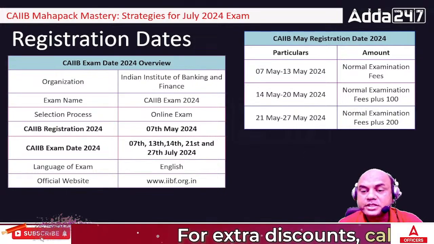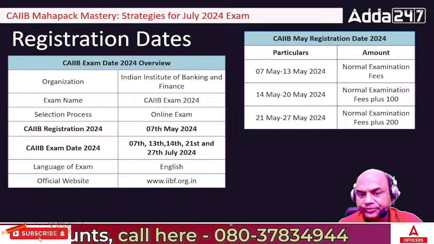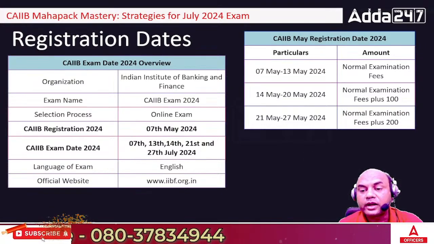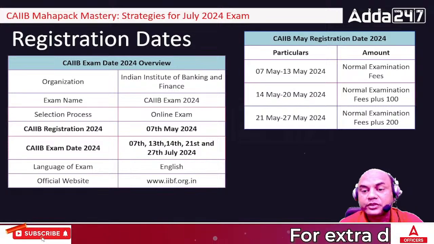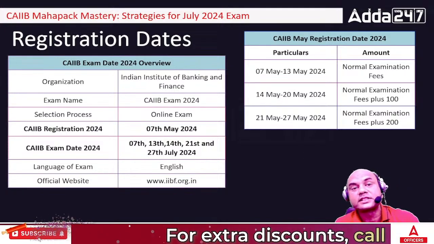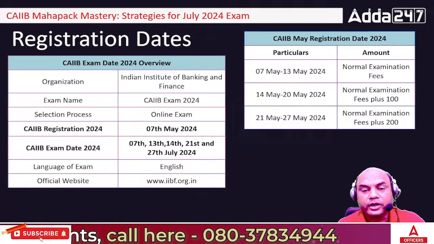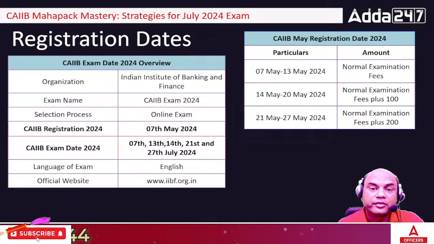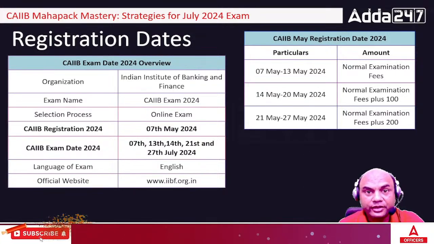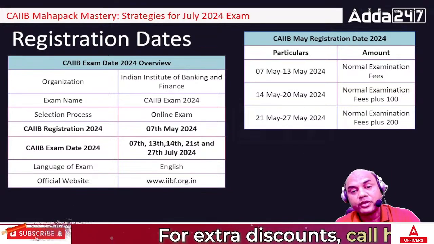Now look at the fees part. For registration, from 7th to 13th, normal fees. 14th to 20th, you have to pay 100 rupees extra as fine. 21st to 27th, 200 rupees extra. So whenever you go for registration, register immediately in the first week itself. Also, if you do late registration, the centers which you like may not be available. Nearby centers are generally gone immediately. So follow them without fail.